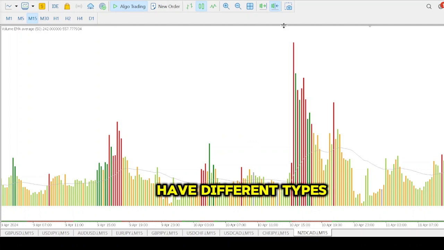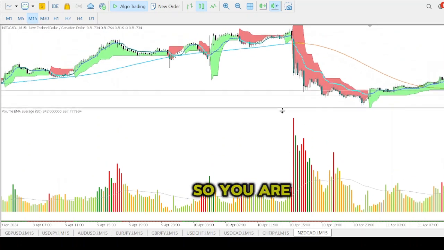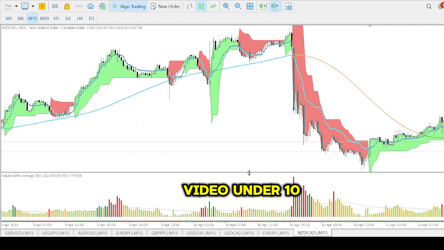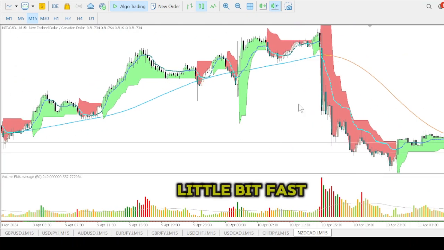And now we have different types of volume indicators, so you are not even caged to only using this one. I'm even going to give you another example, probably if I can remember before this video is over. Now, I'm trying to get this video under 10 minutes. That's why I'm speaking a little bit fast.